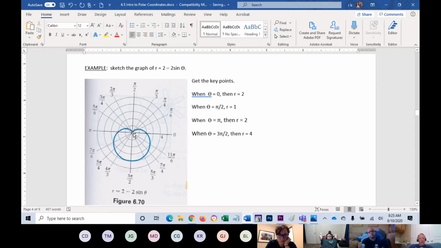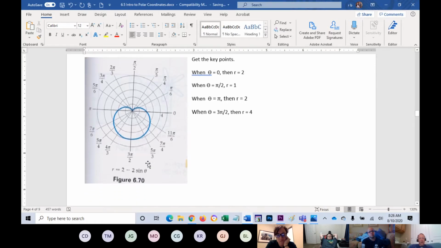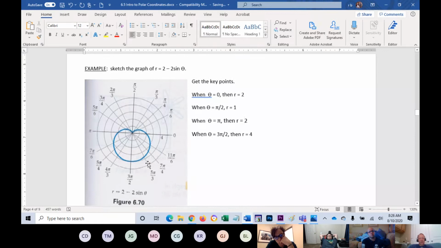So the 4 points that you should really make sure that you know are this first one at 0, 2, pi halves, 0, pi, 2, and 3 pi halves, 4, okay? And then you can draw your limaçon right there. Does that make sense?